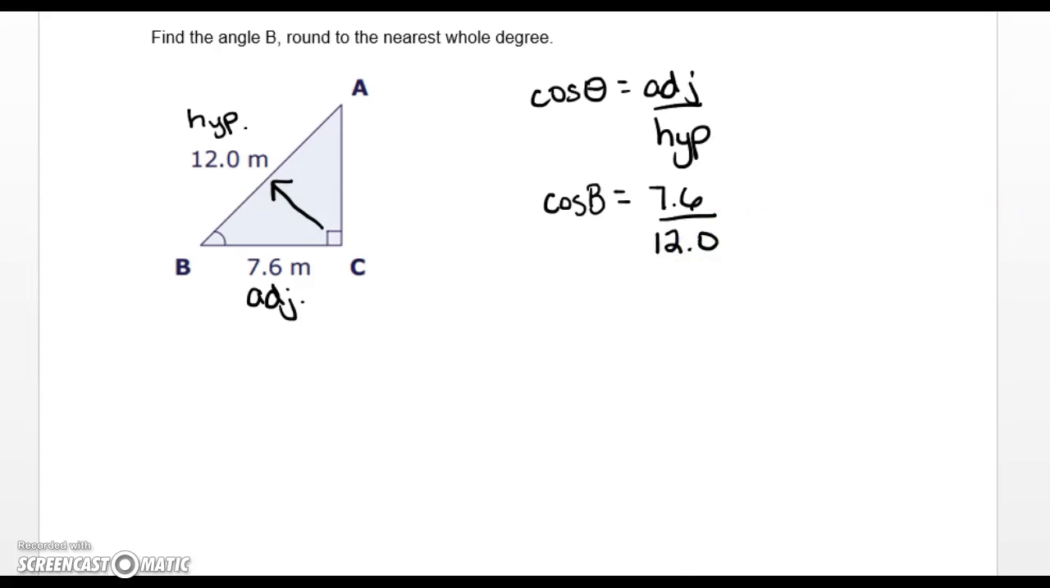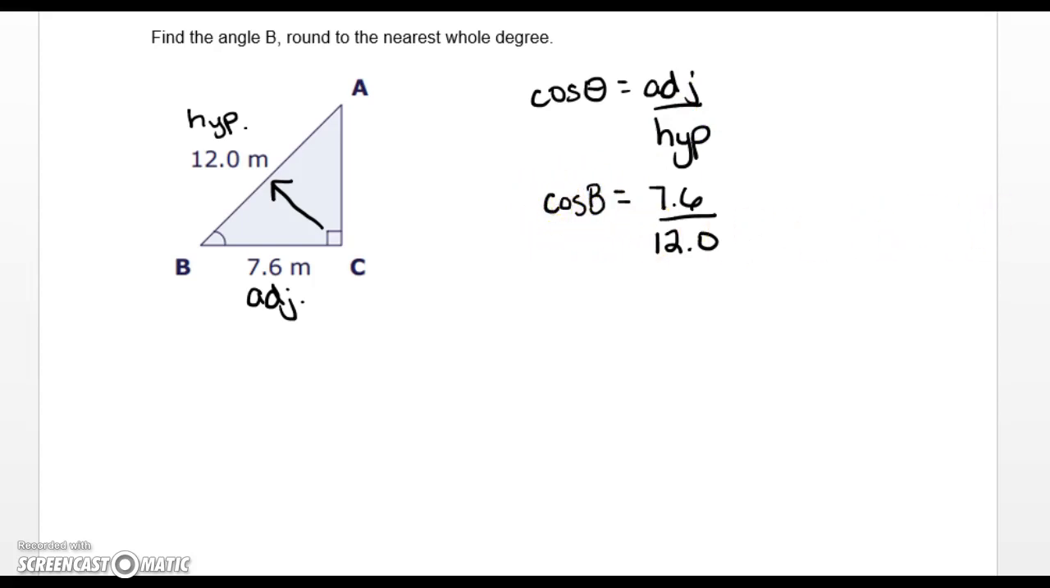Now I know right now your instincts are telling you to divide these two numbers, so go 7.6 divided by 12. But one thing I'm going to caution you against is that I don't want you to have any rounding errors. So what I would actually recommend doing is leaving it as it is. And so what we're going to do instead is we're going to move this cosine over.